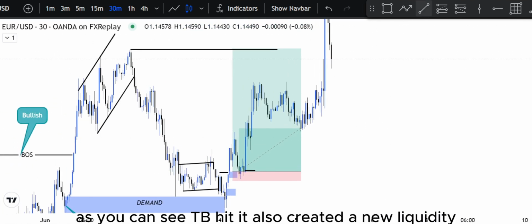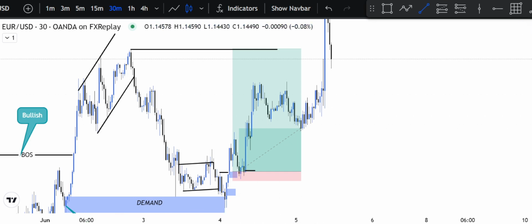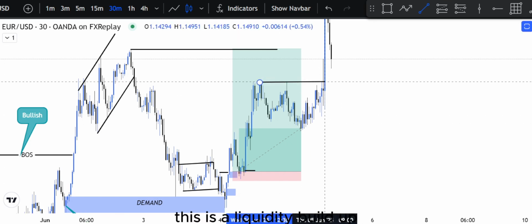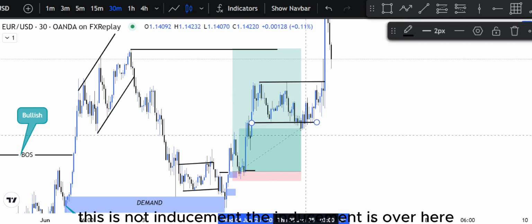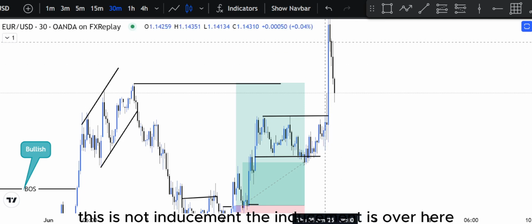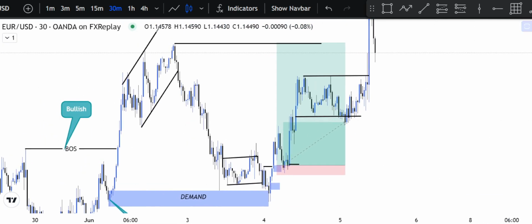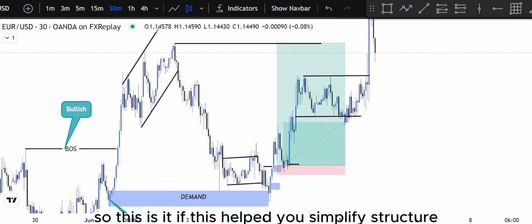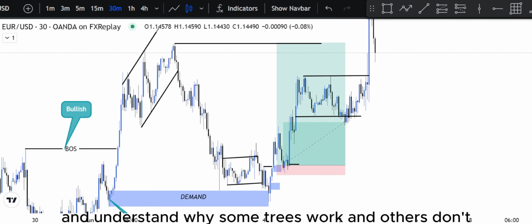As you can see, TP hit. It also created a new liquidity. This is a liquidity build-up. This is not inducement. The inducement is over here. So this is it.